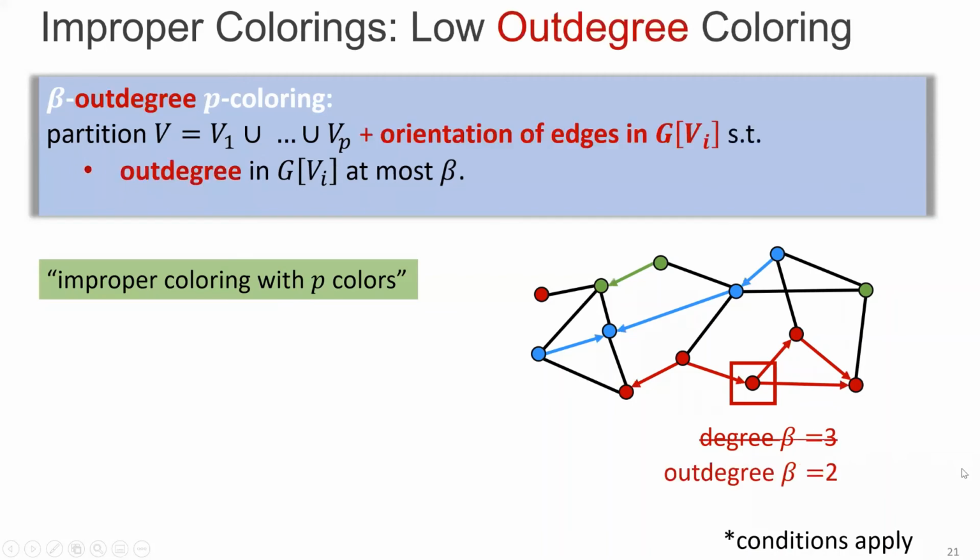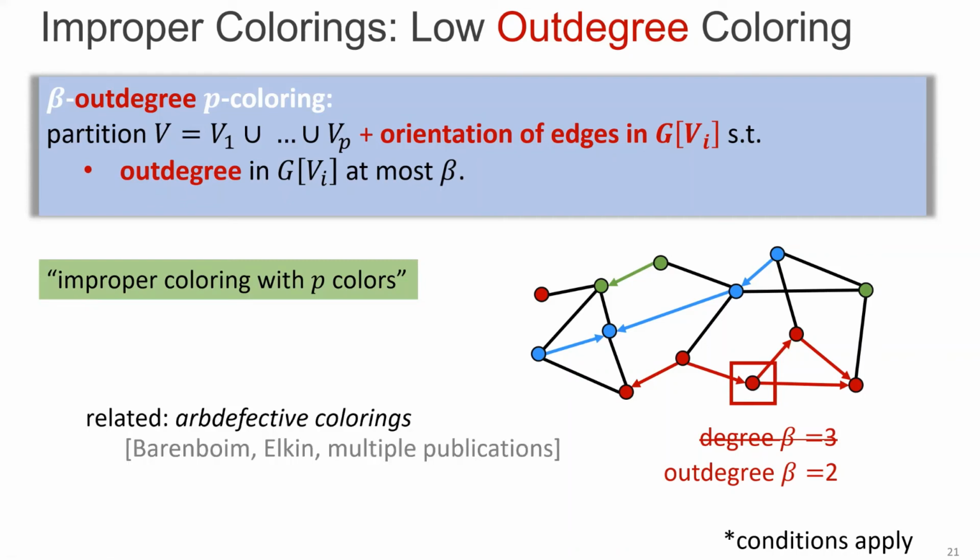And there's an extension of this, which is a small out degree coloring, which is just the same, but now you also orient the edges in each color class such that you have a small out degree instead of a small degree. So now you can see this node here has one edge oriented towards it and two away from it. So its out degree here is 2 in this color. Both of these are important tools in this area and have been used a lot.